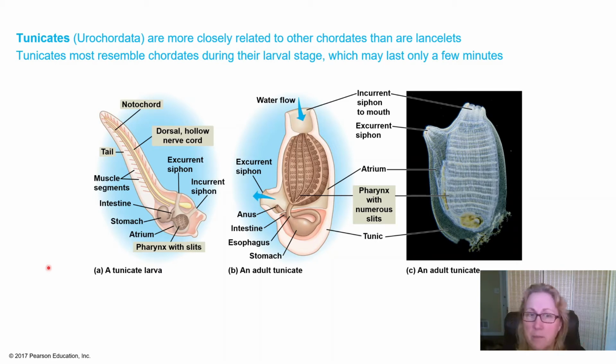They only swim for a very short time, sometimes only minutes, before they settle down and start to turn into the blob-like adults that they are, which is one of the reasons why it was thought that maybe these were the most basal chordates, but they're actually not. DNA has confirmed that they are not the most basal, that the lancelets are in fact the most basal.